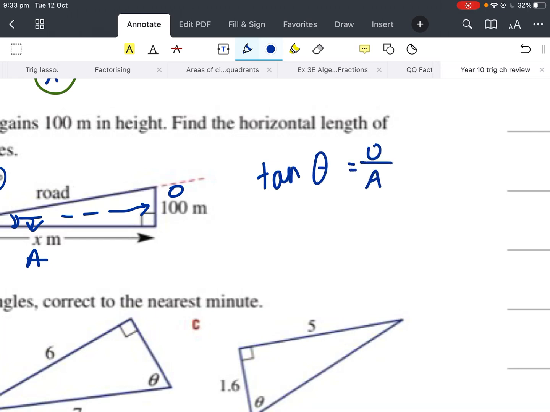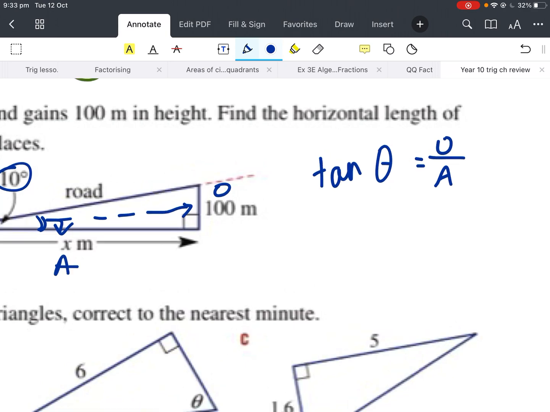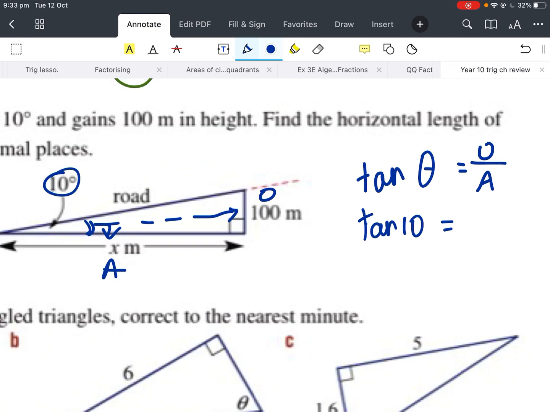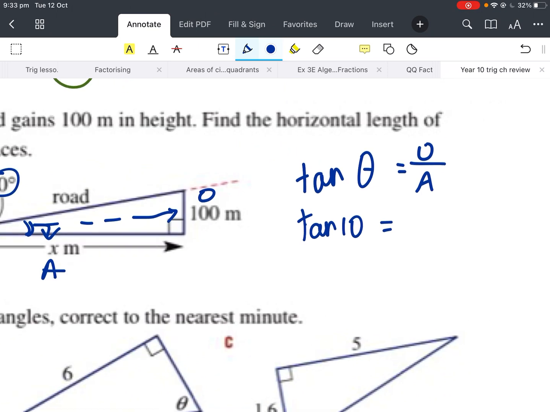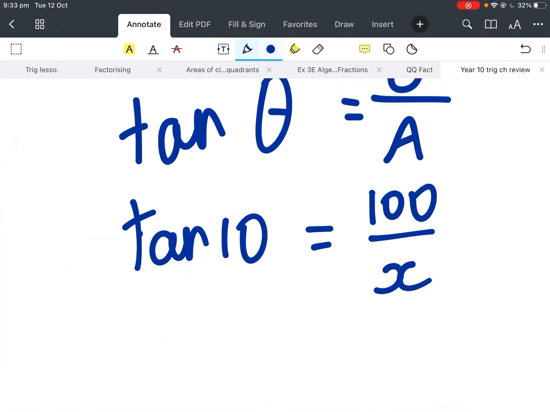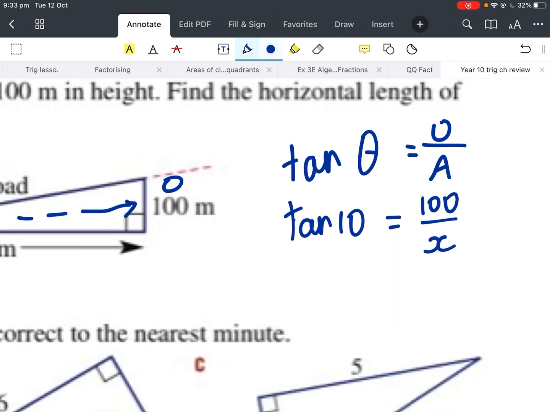Write down the formula. So I'm going to write tan 10 degrees equals, opposite is 100, x is adjacent. So 100 over x, right? Our unknown is on the bottom. So let's multiply both sides by x. This is the long way.